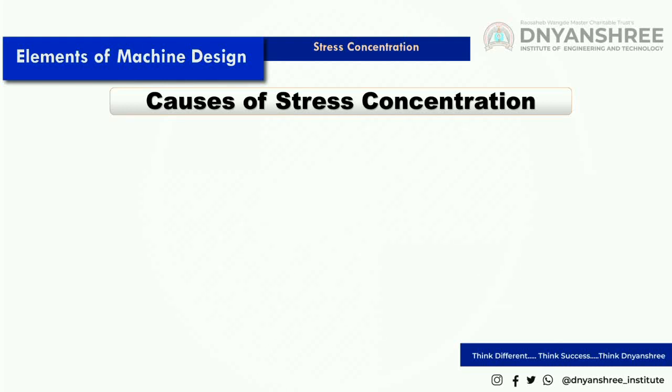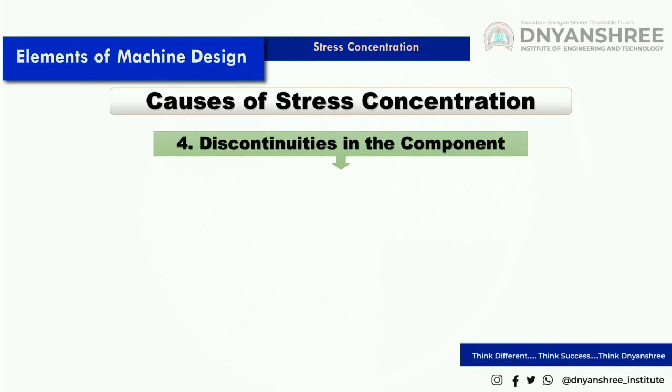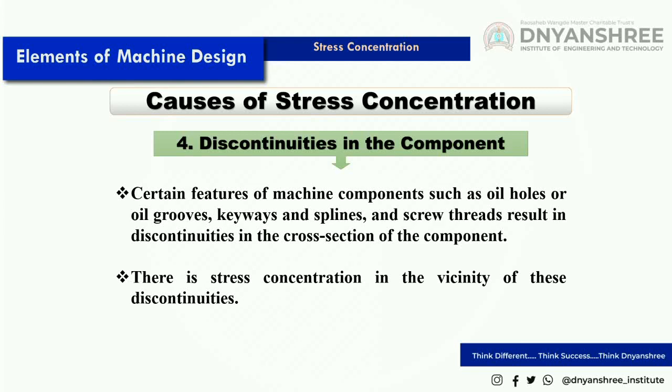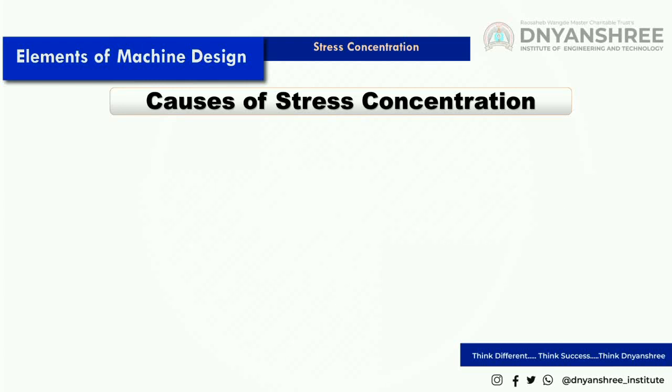Now the next cause of stress concentration is discontinuities in the component. So why are there discontinuities in the component? Certain features of machine components such as oil holes or oil grooves, keyways and splines, screw threads result in discontinuities in the cross section of the component. So these are the causes of discontinuities, and there is stress concentration in the vicinity of these discontinuities, and where there is stress concentration, failure of material takes place at that section.